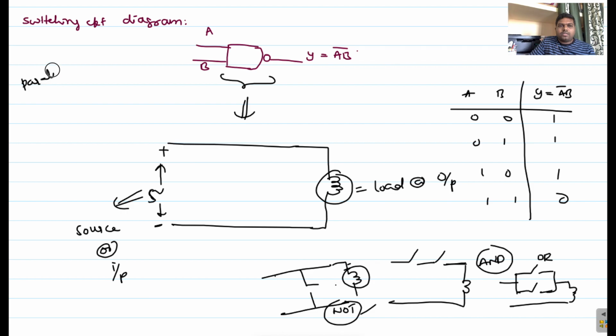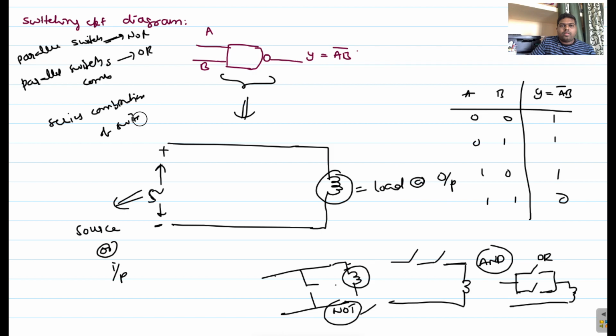So parallel switches will give OR operation, and parallel switch combination, okay, a parallel switch will provide NOT operation, right? And series combination of switches will provide AND operation, otherwise AND logic, right? So already we verified these 3 conditions in the previous session, right?